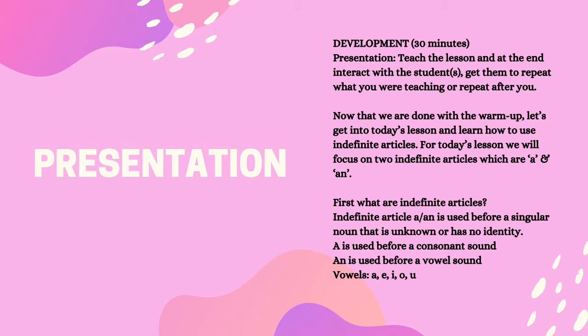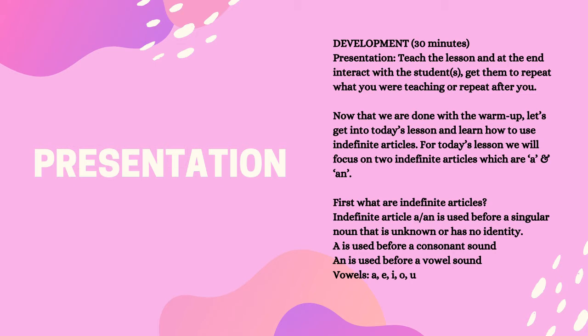Okay. First, what are indefinite articles? Indefinite article a or an is used before a singular noun that is unknown or has no identity. So a is used before a consonant sound. So words that start with B, C, Z, W, what else? D, those are words that start with consonant sounds.